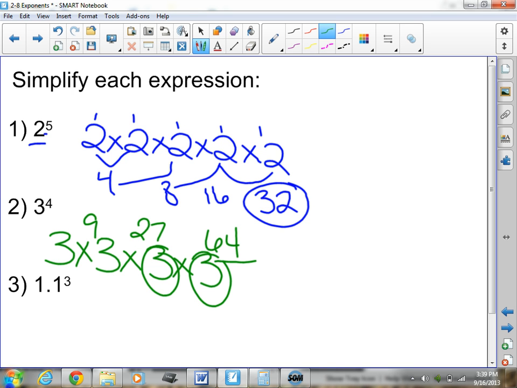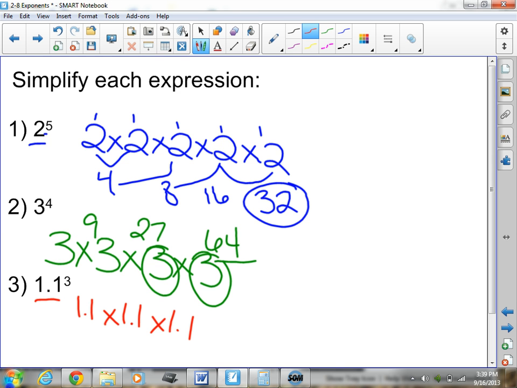Now I have 1 and 1/10 to the 3rd power. 1 and 1/10 is my base number. 3 is my exponent. So I have 1 and 1/10 times 1 and 1/10 times 1 and 1/10. So I need to multiply it out. A lot of times the easiest way to do this is, surprisingly enough, with a calculator.